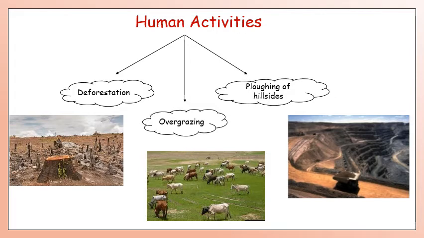Now, next is plowing of hillsides. Now, plowing of land along hillsides also leaves loose soil, which causes erosion due to strong wind or running water.